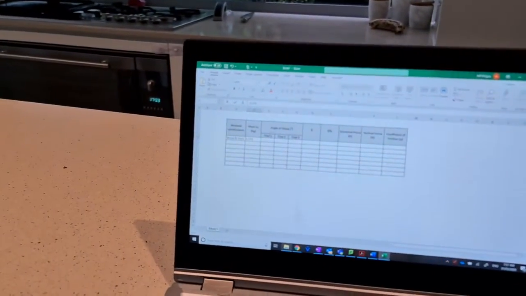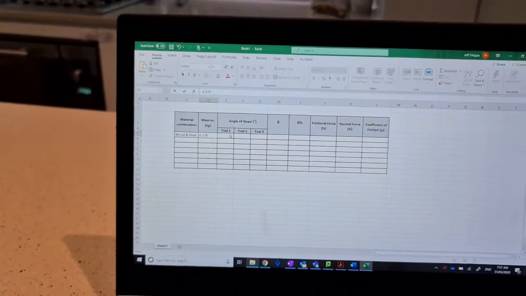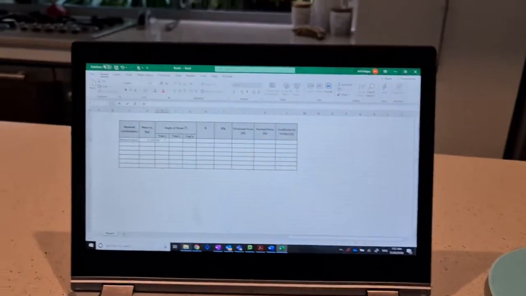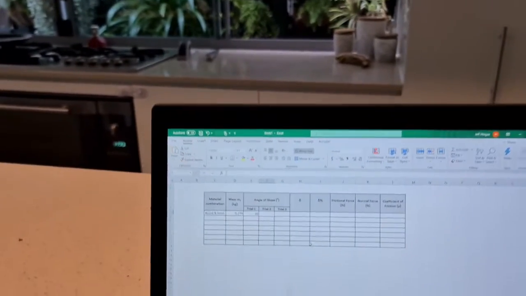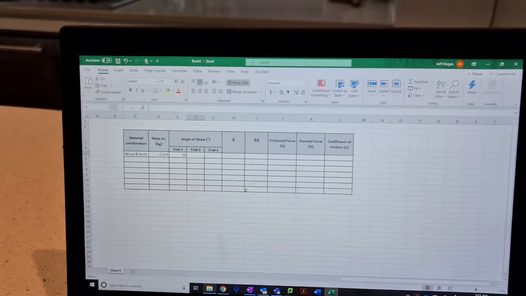So I'll put that in here as the angle of the slope, and then I'll repeat that a bunch of times and get the absolute percentage uncertainty as normal.